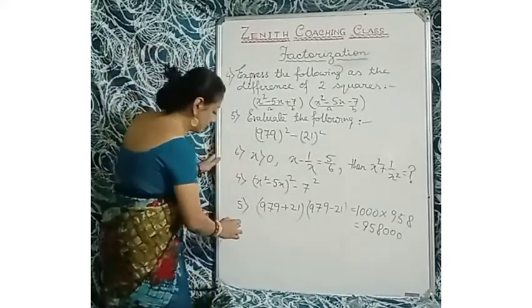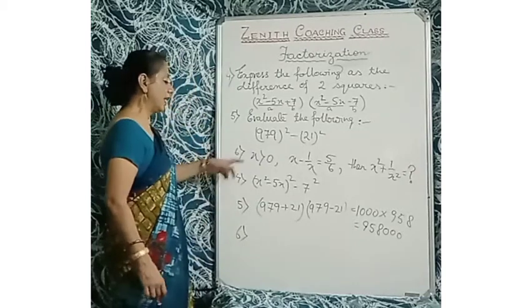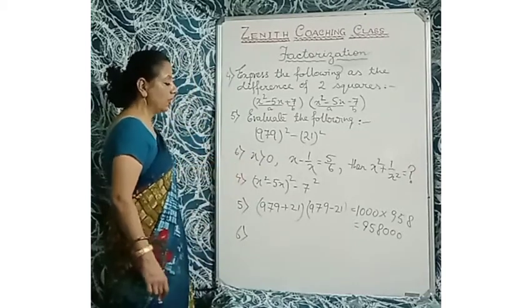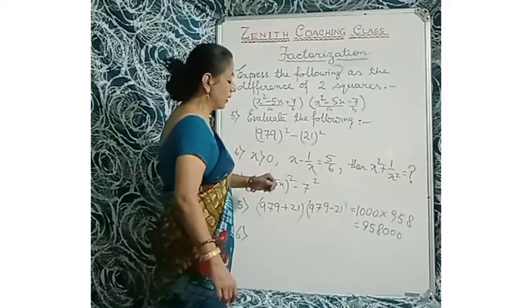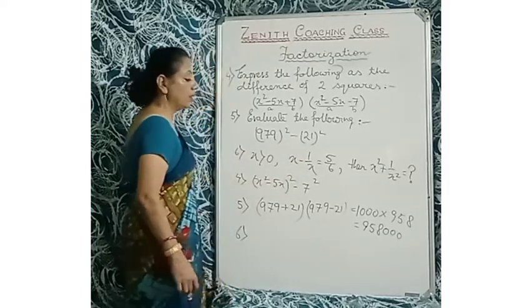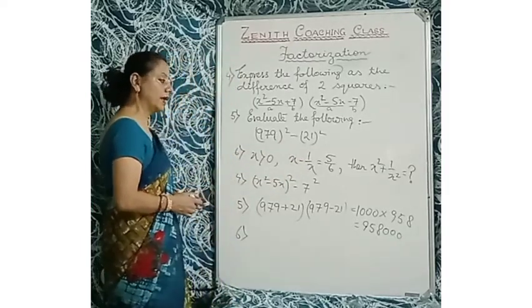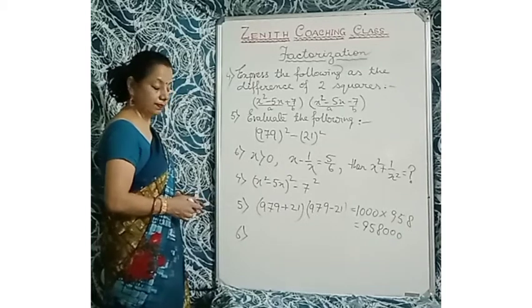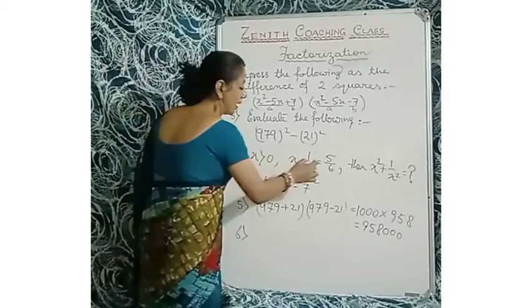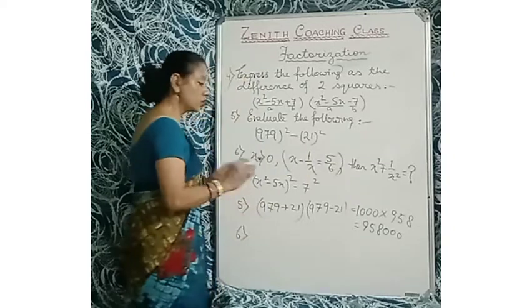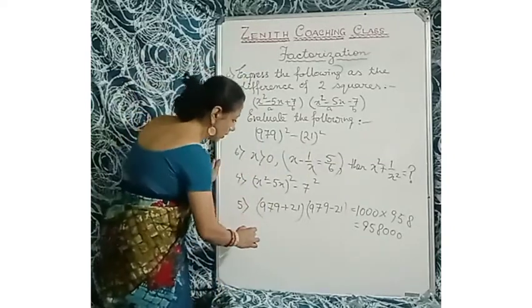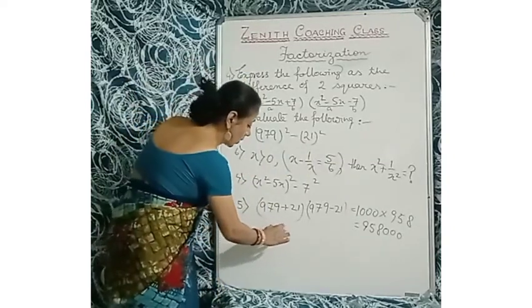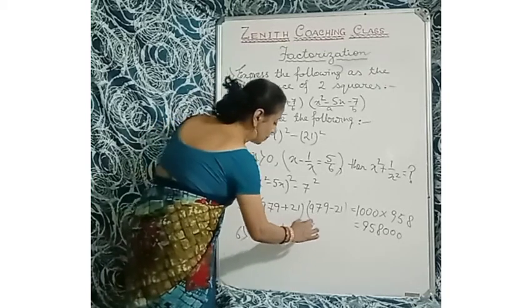Next, number 6. That is x is greater than 0, x minus 1 by x is 5 by 6. Then you have to find out the value of x square plus 1 by x square. What is written here, that means we have to square it. So you have to write x minus 1 by x equals to 5 by 6.